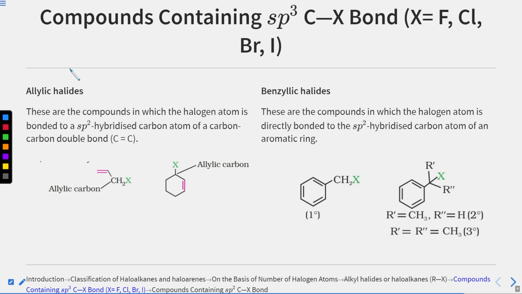two types of sp3 carbon containing compounds are possible. The first one we have seen was alkyl. This one is called allyl, and the second one is called benzyl. What is the difference between alkyl, allyl, and benzyl? Okay, so in this allyl, if you look, the carbon to which this X is attached is sp3.